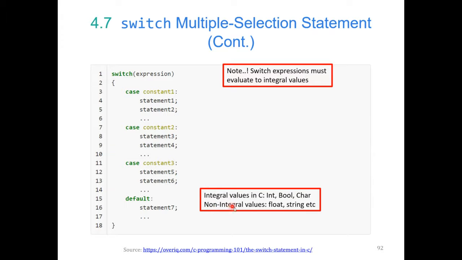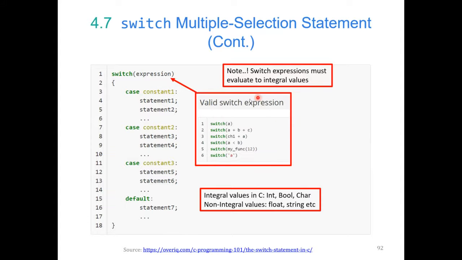Now, if you have non-integral values, maybe float, maybe string, then you cannot use them, at least in C, you cannot make them work inside a switch statement. So the decisions of a switch cannot be based on strings or non-integer values like floats and stuff.